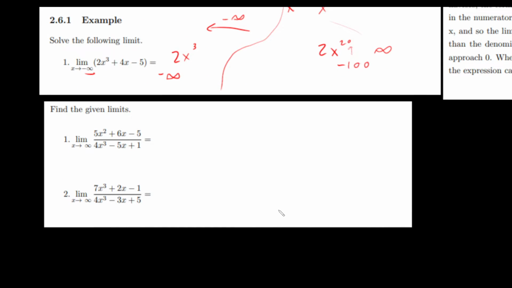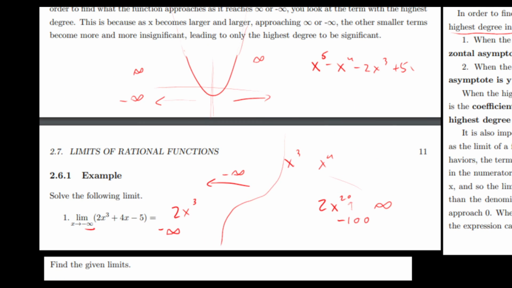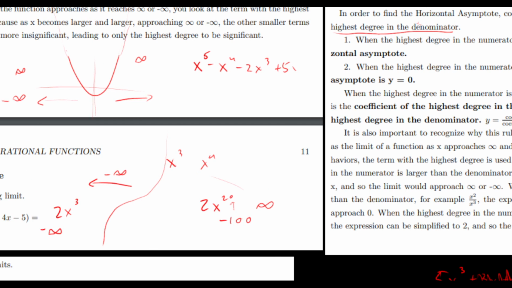Now let's solve this. Let's take out all the unnecessary stuff. We get 5 over 4x. We can simplify it, and this would just be 0 because the denominator will be so large. That makes sense? This one, 7x to the third over 4x to the third. These cancel out. Your answer is just 7 over 4. Right? That makes sense. Perfect. That's all for this lesson.